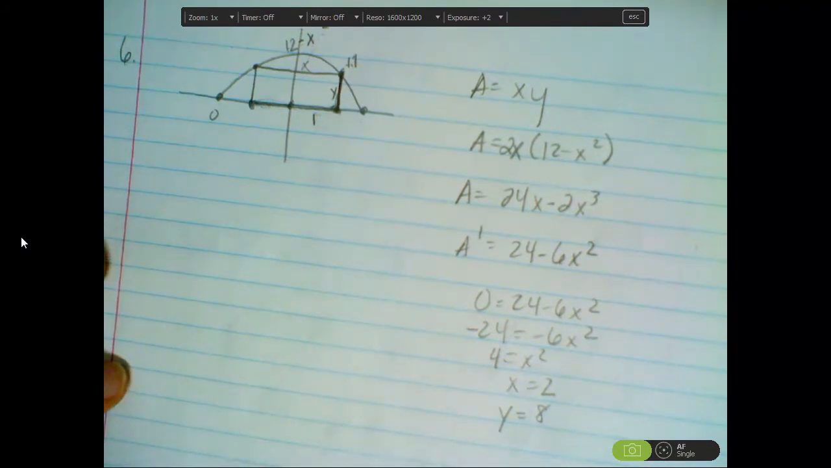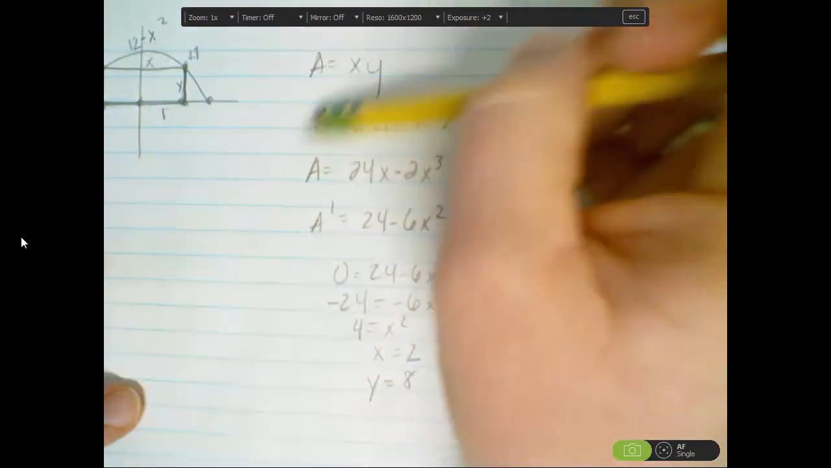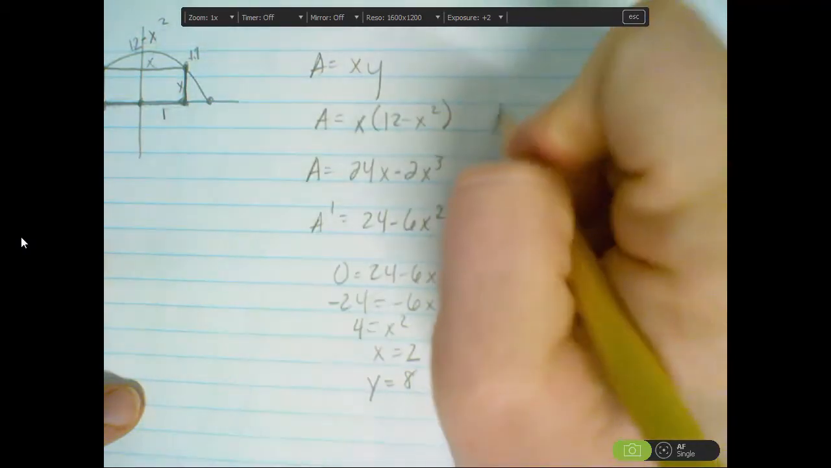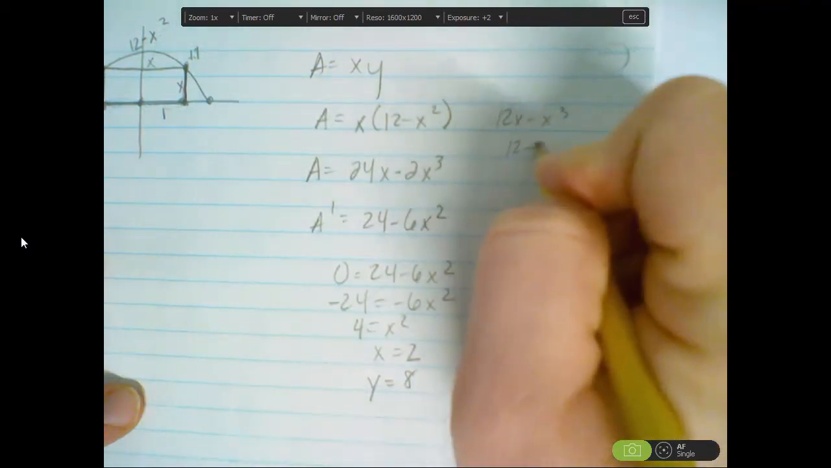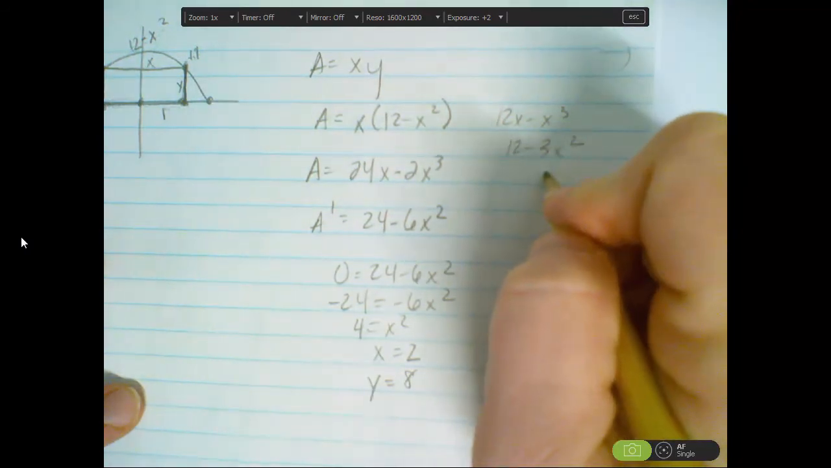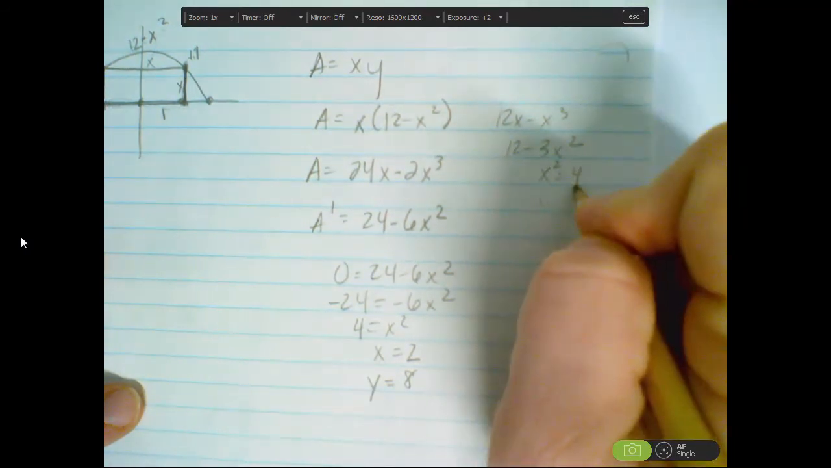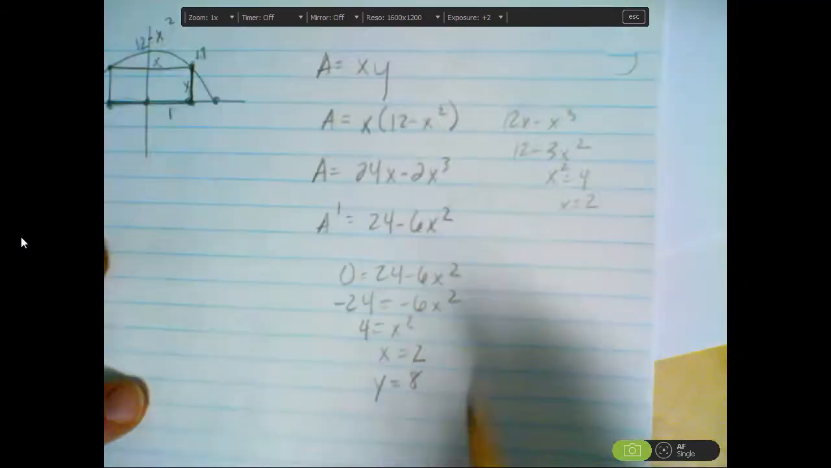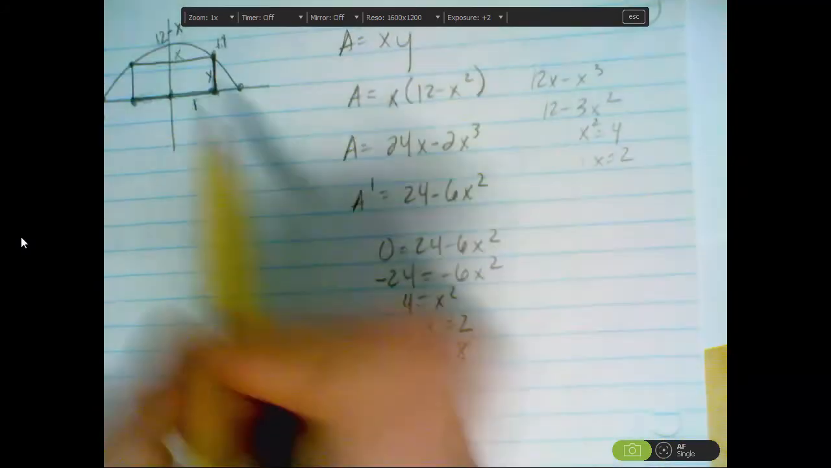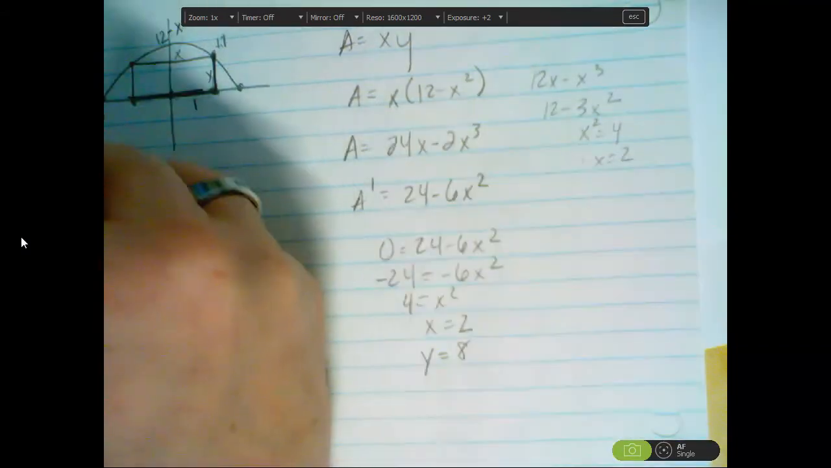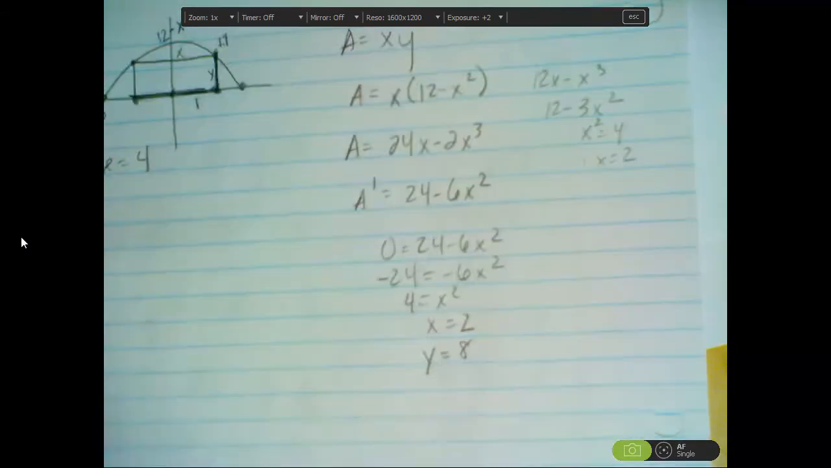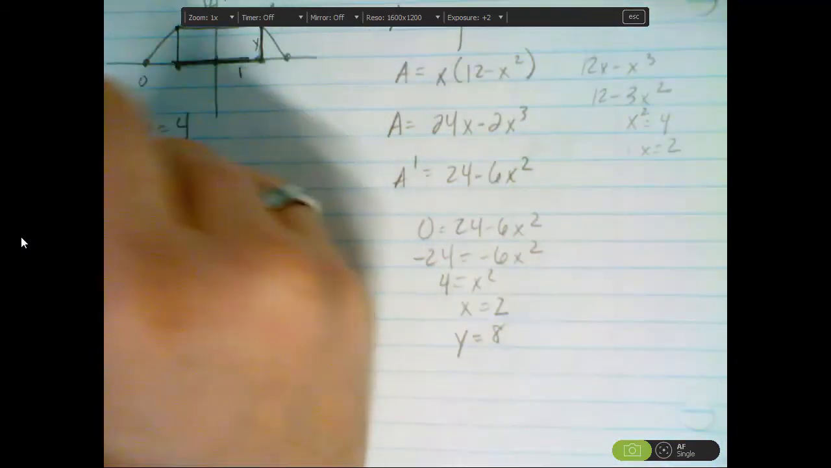Wait, where did I get 2? What did I do wrong? 24x minus 2x cubed. Oh shoot, maybe it was just x. 12x minus x cubed, 12 minus 3x squared. X squared equals 4. I still get x equals 2. Oh, right, silly. X is 2, so the base of the rectangle is 4. And the height is still 8.